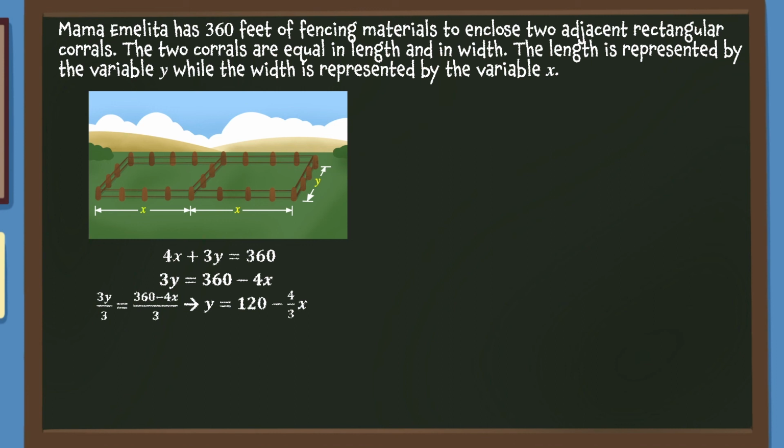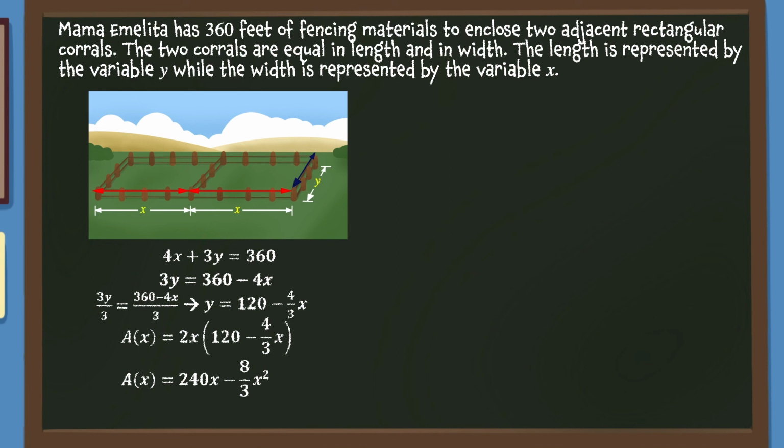To get the total area of the corrals, we have to multiply 2x by y. Written as a function of the width x, the area A is expressed as A of x is equal to 2x times the binomial 120 minus 4/3 of x. Multiplying the quantities on the right side, A of x must be equal to 240x minus 8/3 of x squared.